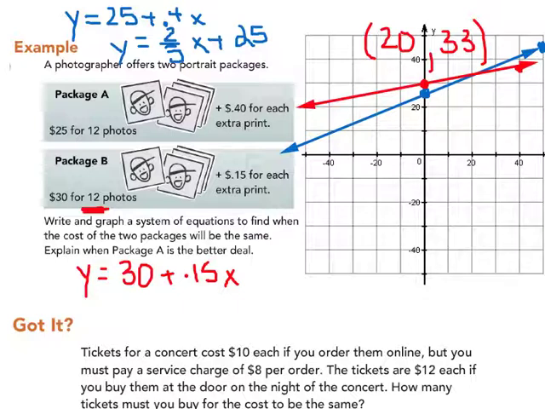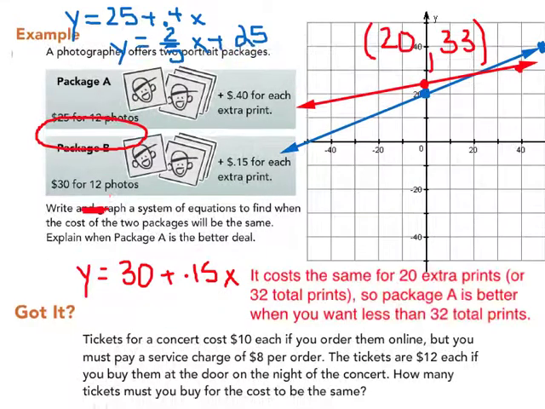And then it asks when package A is the better deal. So package A is here, which is the blue line. The better deal is when you buy less than 20 additional prints, or less than a total of 32 prints. Please make sure you write that sentence down before moving on to the next example.